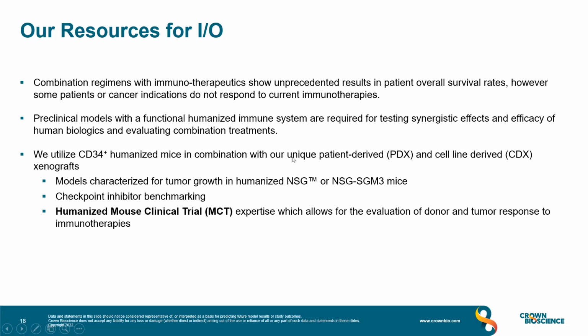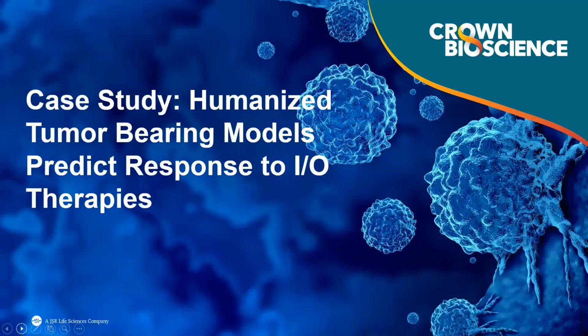However, some patients do not respond to current immunotherapies. These preclinical humanized mouse models are necessary for testing synergistic effects and evaluating combination effects. But we also use these models to look at engraftment of PDX and CDX xenografts in either of these strains. And what we've developed is a checkpoint inhibitor benchmarking study, what we call a humanized mouse clinical trial, which allows the evaluation of the variations of the donor and the tumor response to immunotherapies. So I'd like to present a case study demonstrating this.